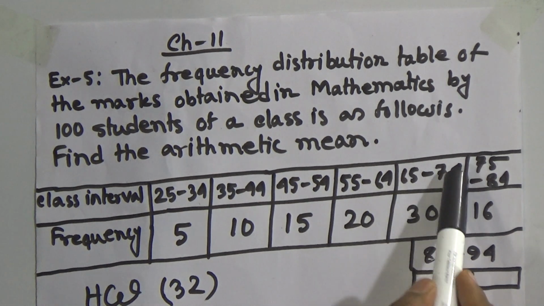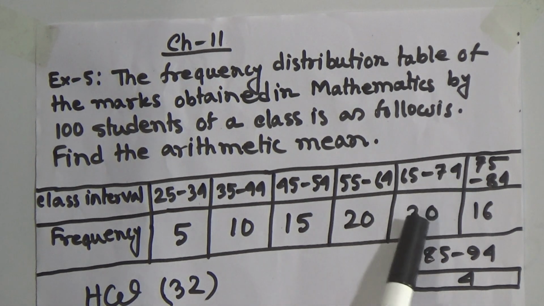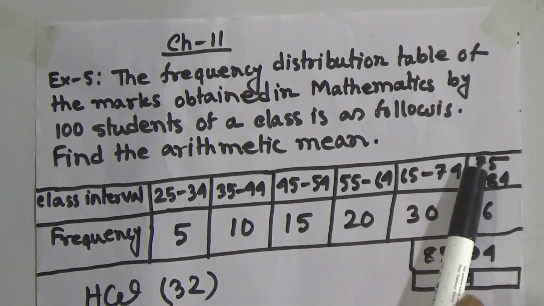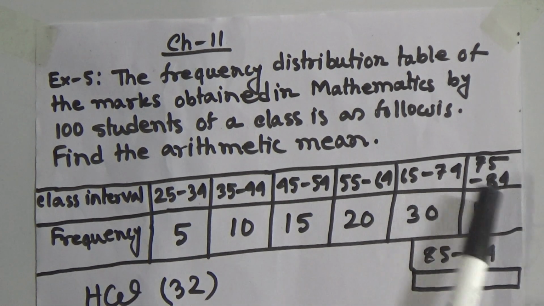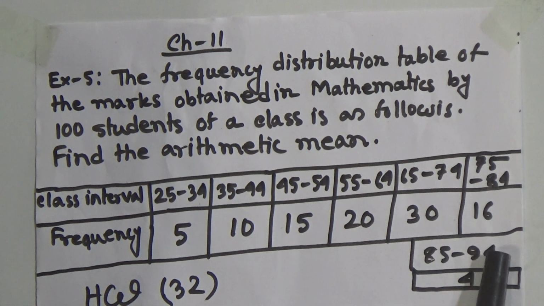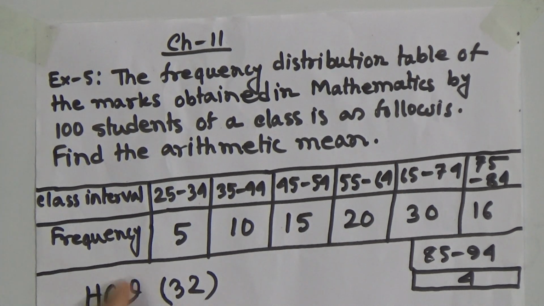65 to 74, in this class interval frequency is 30. 75 to 84, frequency is 16. 85 to 94, frequency is 4. My dear students, by using this table we find the arithmetic mean. We have already solved a lot of problems based on this. So this is your SW, this is SW number 32.